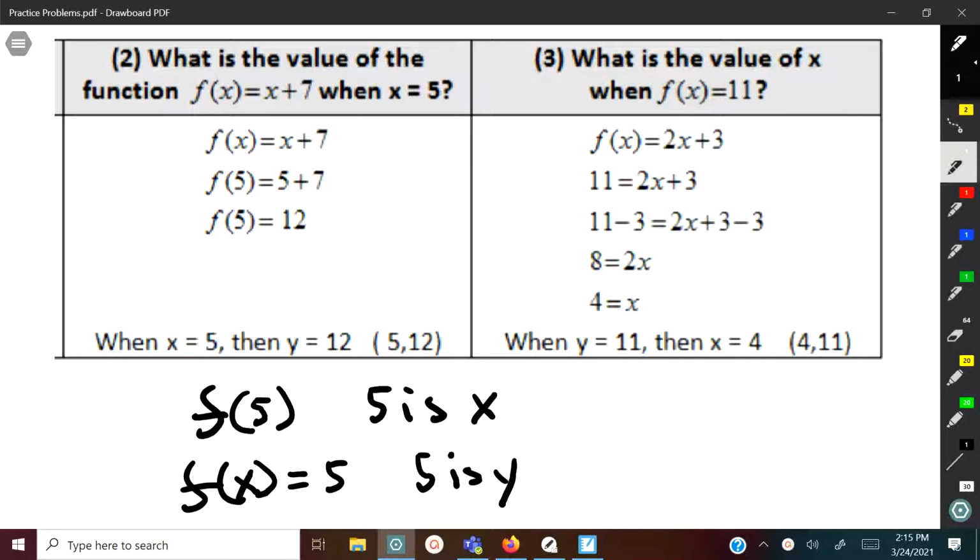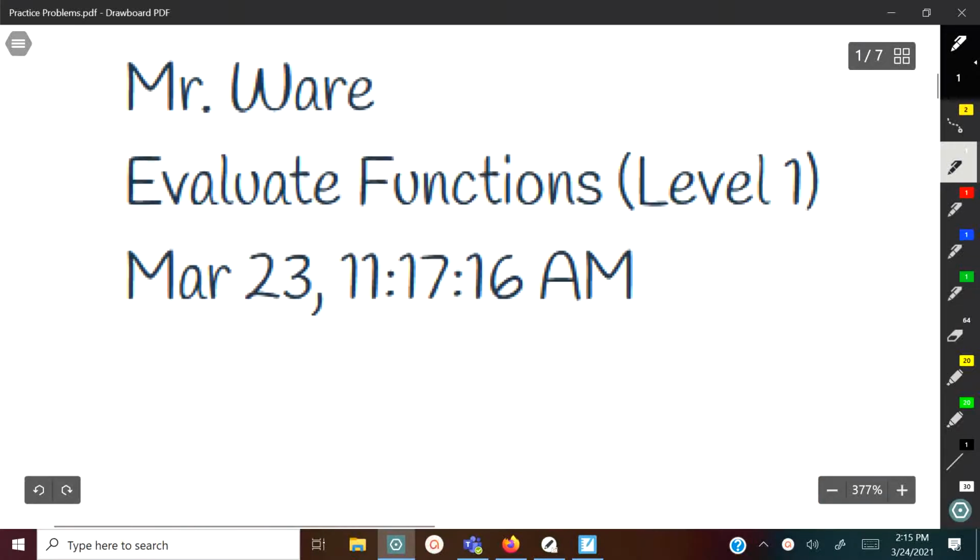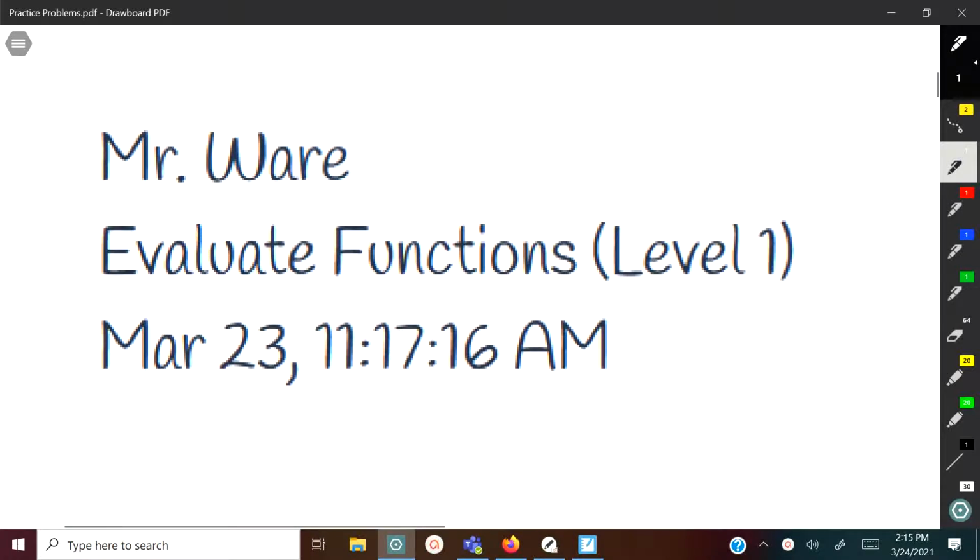So in today's lesson, we're just going to deal with f of 5, where 5 is x. So we're going to work it from there. Let's look at a couple examples. And this is going to be for evaluating functions level 1.